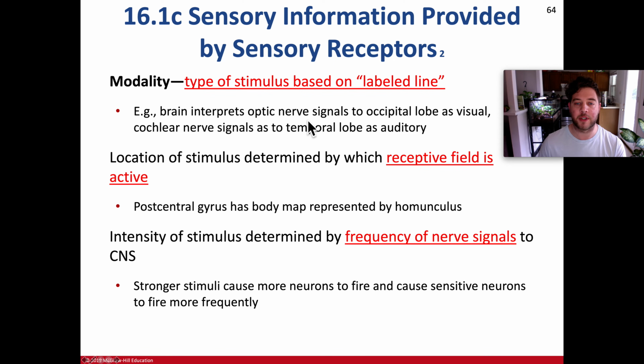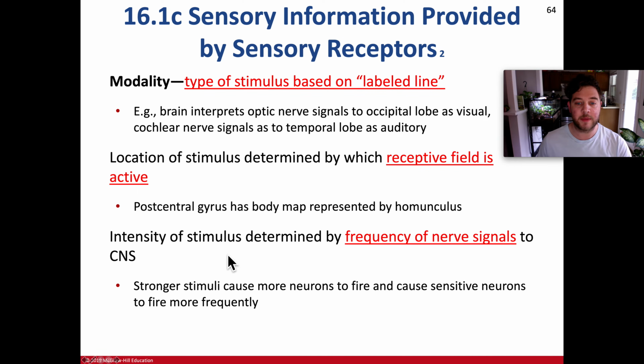Modality is the type of stimulus based on labeled line. The brain interprets optic nerve signals to the occipital lobe as visual, and cochlear nerve signals to the temporal lobe as auditory. This is just saying that our nervous system has a way of directing sensory information to the appropriate area of the brain. The location of each stimulus is determined by which receptive field is active. Those receptive fields all throughout our body correlate to a spot in the postcentral gyrus in our brain. Remember, there's the central sulcus, and then you have the postcentral gyrus, which is housing your sensory information, and the precentral gyrus, which is regulating your motor output.